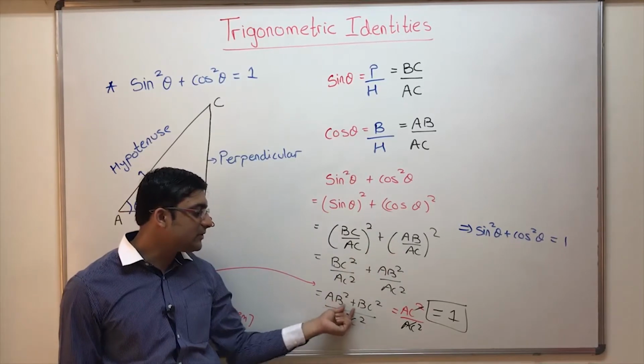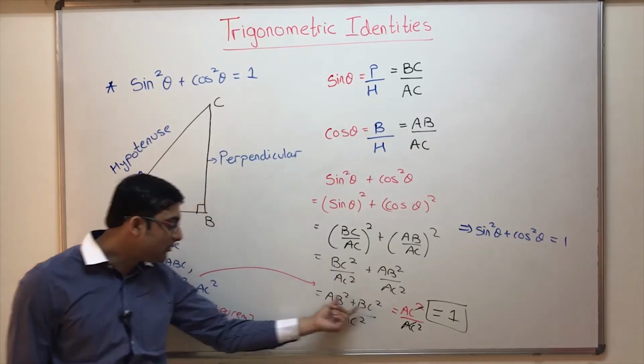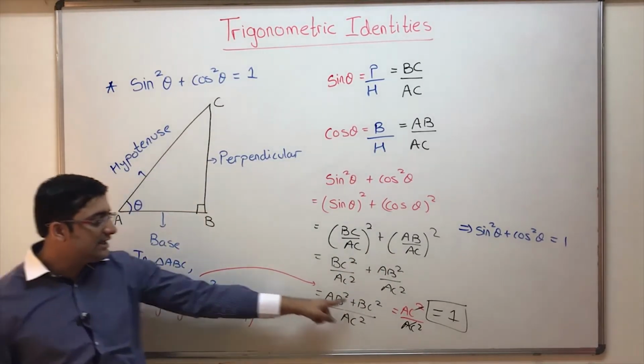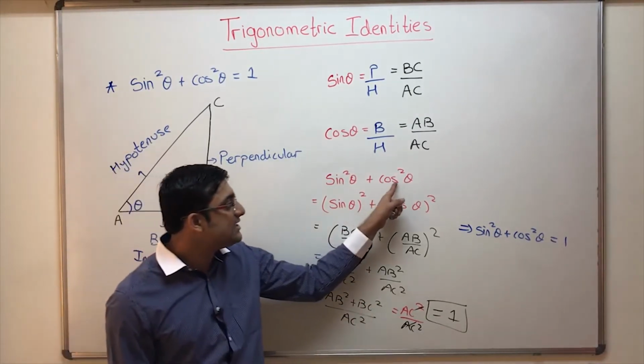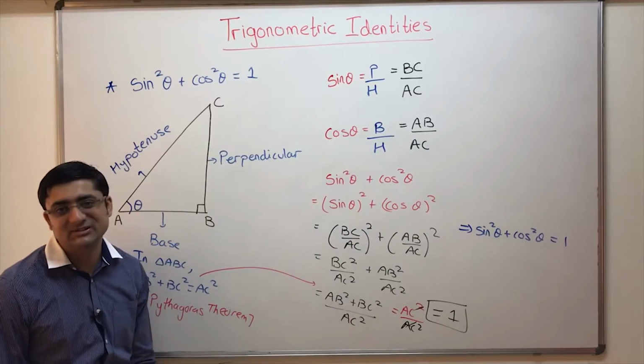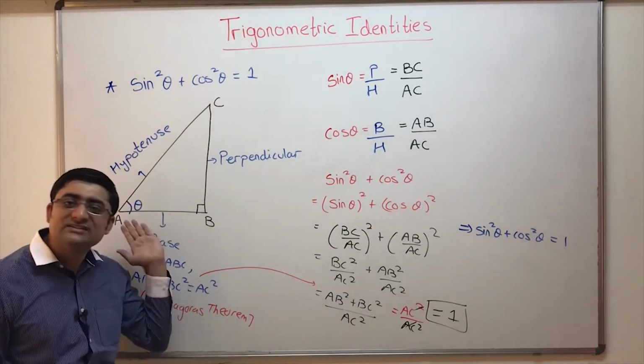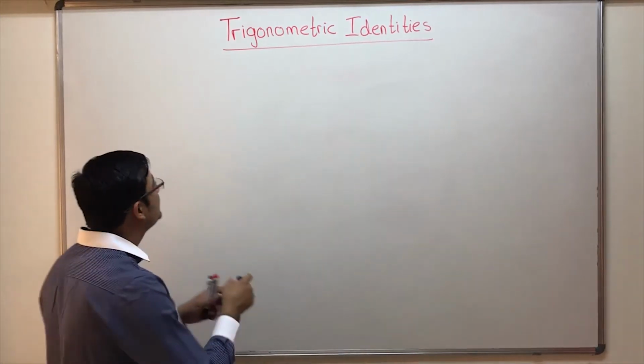We get AB square plus BC square by AC square. Now what is AB square plus BC square? AC square. So AC square by AC square, that is equal to 1. So sine square theta plus cos square theta is equal to 1. So this is how you prove this trigonometric identity. Similarly, let's prove the second trigonometric identity.